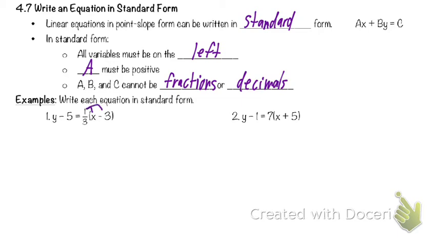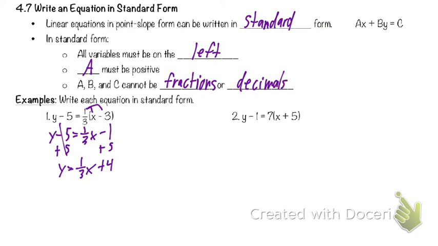So we're going to distribute the slope again. Y minus 5 equals 1/3 x minus, what's 1/3 times negative 3? Negative 1. Very good, Isaac. Then we'll add 5. Y equals 1/3 x, negative 1 plus 5 is positive 4. So we have y equals 1/3 x plus 4. Now this is slope-intercept form, right? We started with point-slope form, and now we're going to take this and turn it into standard form.